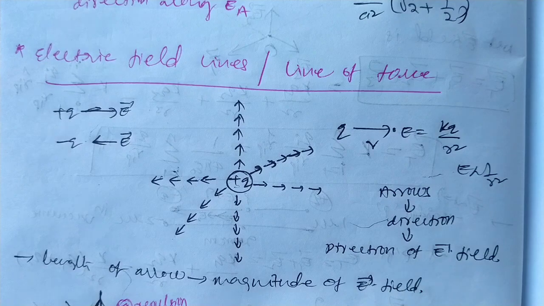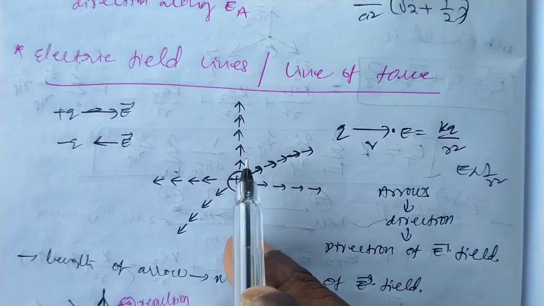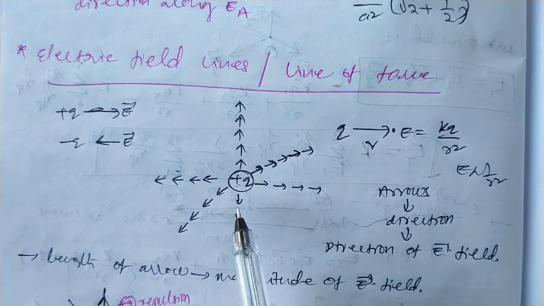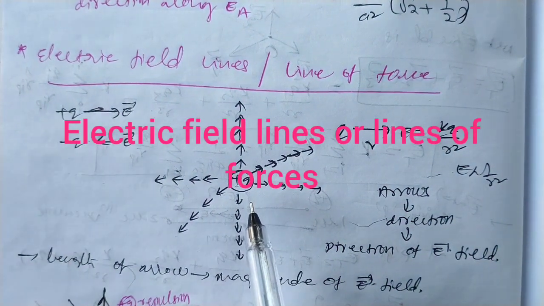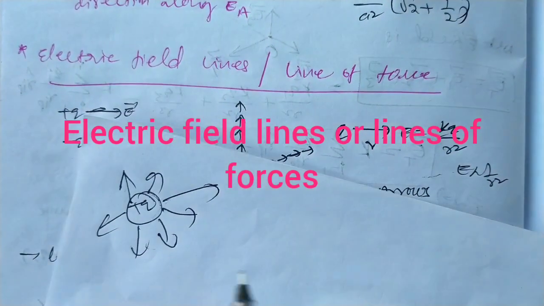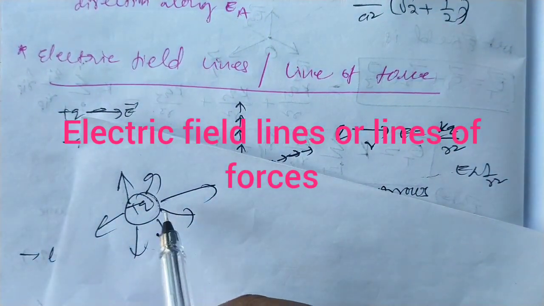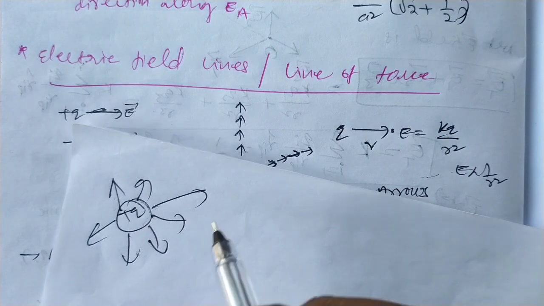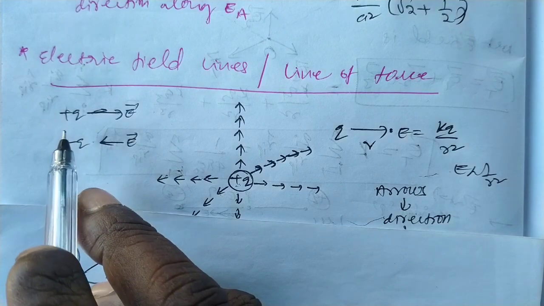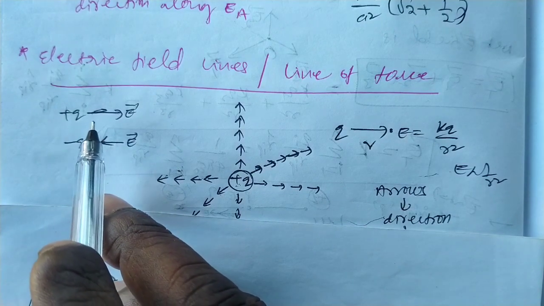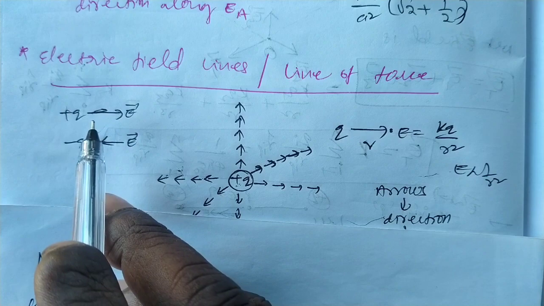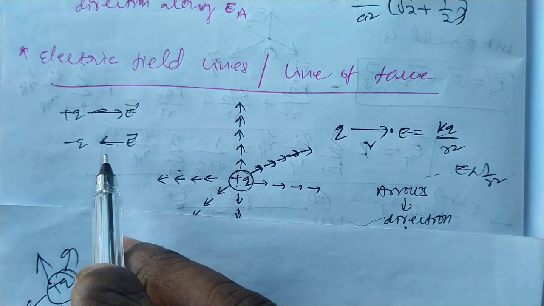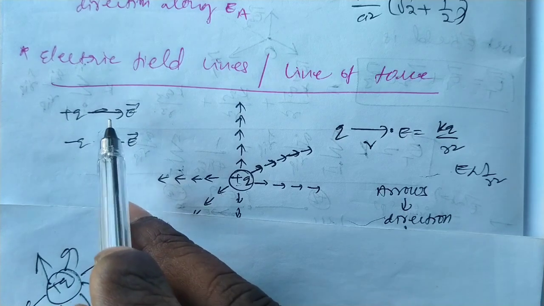Now we will discuss electric field lines, or lines of forces. For plus Q, the electric field is radially outward. For minus Q, it is radially inward. Suppose the plus Q electric field is produced outward; for minus Q the electric field is radially inward. That is attraction and repulsion.